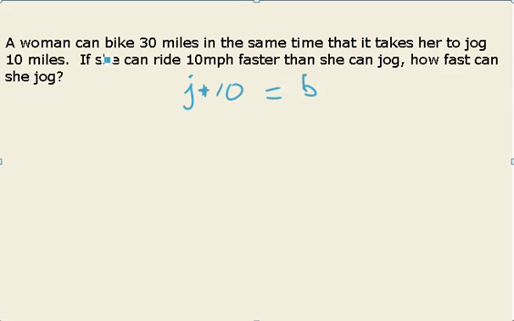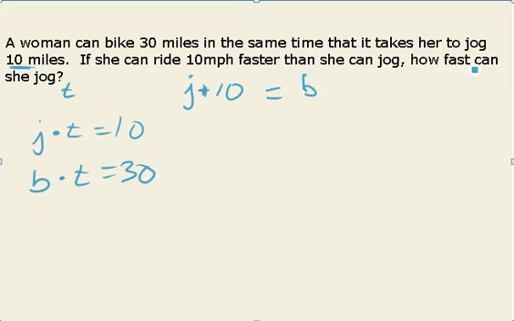I know that in some amount of time she bikes 30 miles, and in the same amount of time she could jog 10 miles. I don't know how long that time is. I'll just call it t. But I know that if I take the rate at which she jogs, multiply it by t, I get the distance, 10. I know if I take the rate at which she bikes, multiply it by t, I get that distance, 30. So I know some things about J and B in relation to the time t, right?